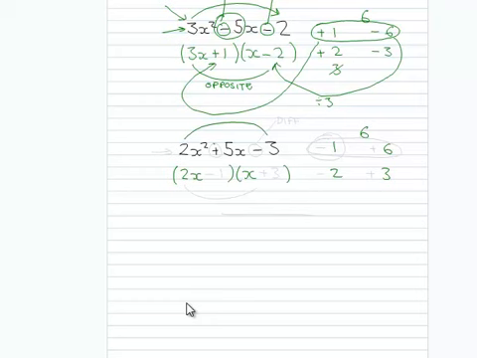Look at the first symbol here, and we place the plus in front of the larger number because it's that symbol that gives us the sign of the larger of the pair of factors. Looking at the other symbol here tells us that the other factor is different. So we make it a minus. Which pair adds up to plus 5?